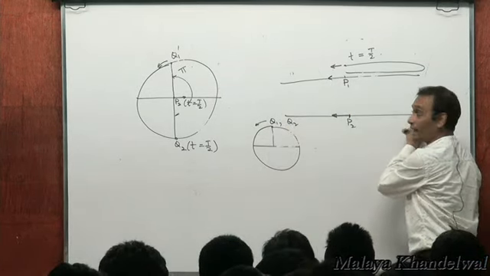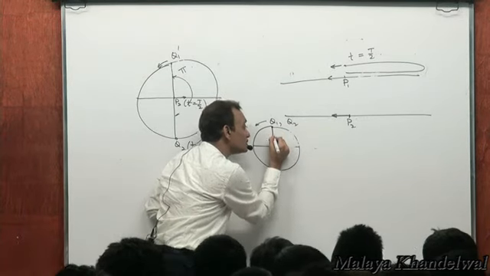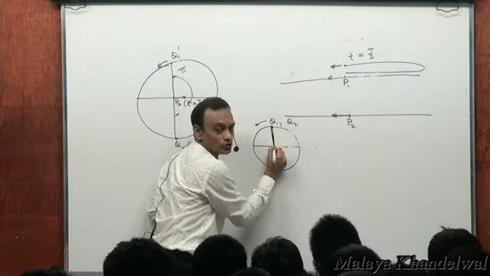No, the phase difference will not be pi in this case. The phase difference will not be pi because the two are moving together. So the phase difference cannot be pi.